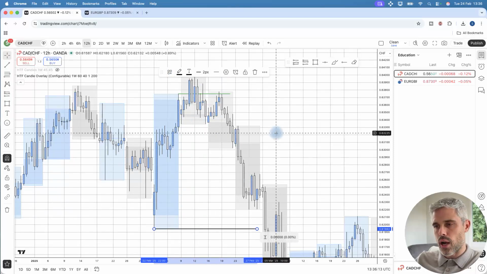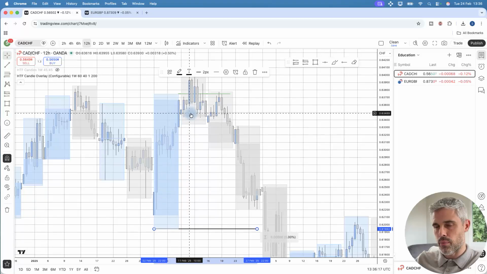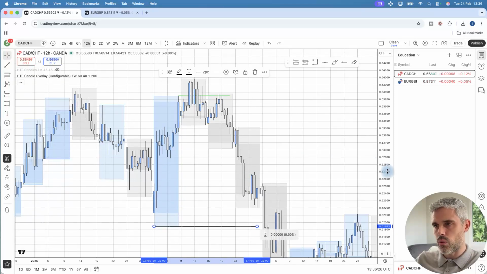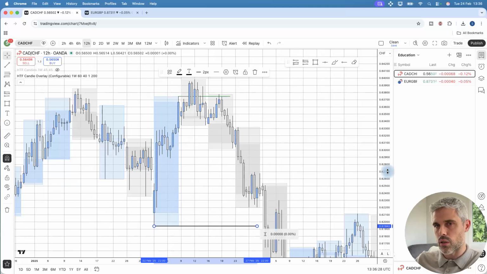Why? Because price does this all day long. Accumulation, manipulation, and then distribution aggressively to the lows. It's called candle range theory. So how do we then use fair value gaps? Well, these are our points of internal range liquidity to take high probability trades.